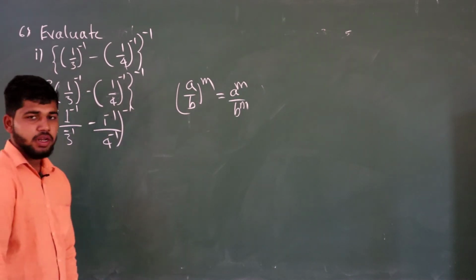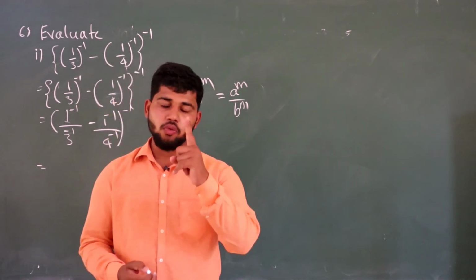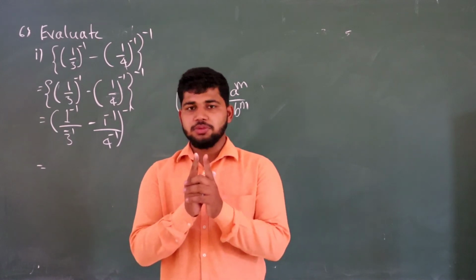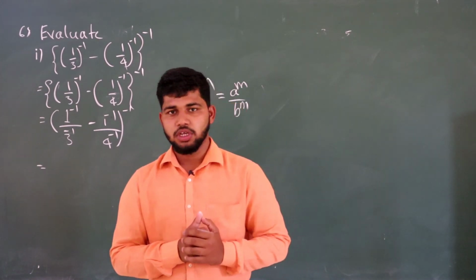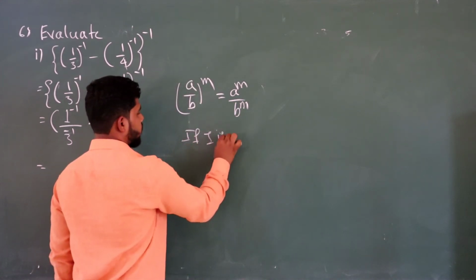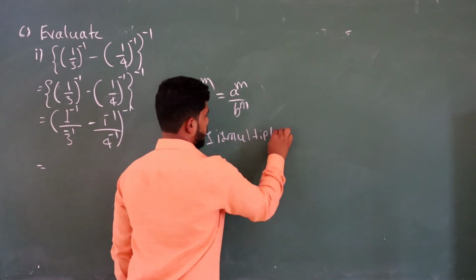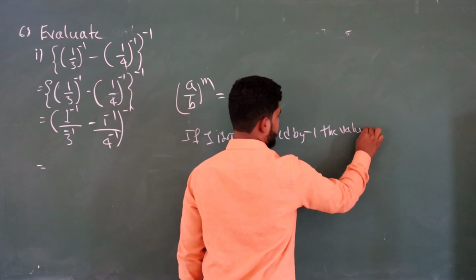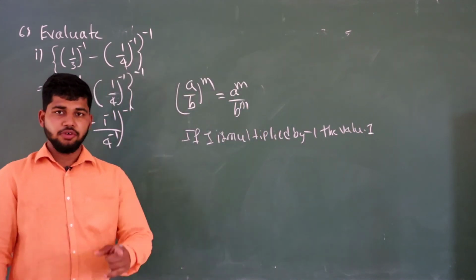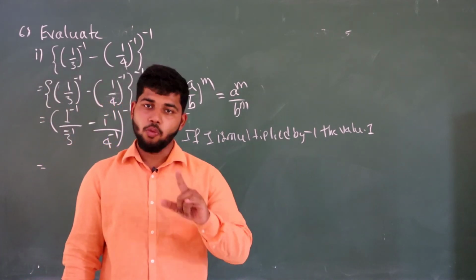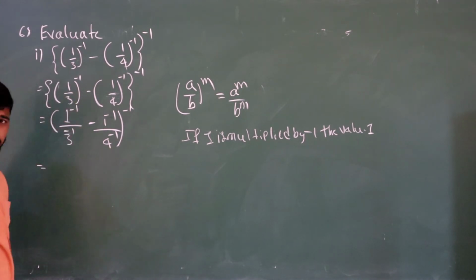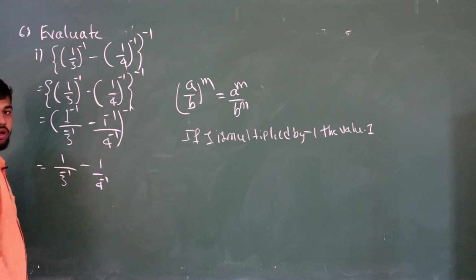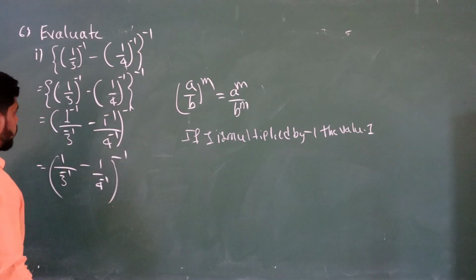Now if any number is multiplied by 1, that number's value stays the same. If 1 is multiplied by minus 1, the value becomes 1. Remember this condition. Now here also the same: the value is (1/3)^-1 minus (1/4)^-1, whole to the power of minus 1.